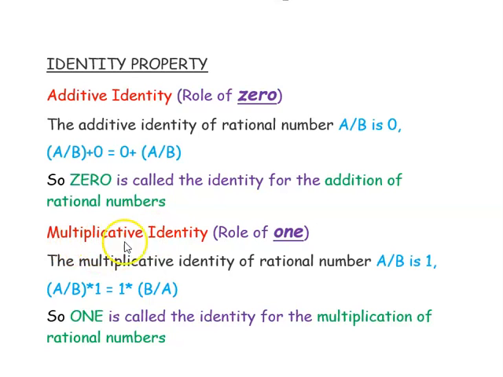Next is the multiplicative identity. In multiplicative identity, 1 plays the major role. The multiplicative identity of any rational number, say a by b, is 1. So a divided by b times 1 is equal to 1 times a divided by b. So 1 is called the multiplicative identity for the multiplication of rational numbers.